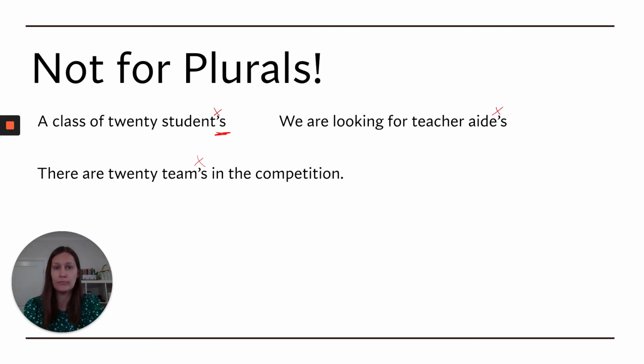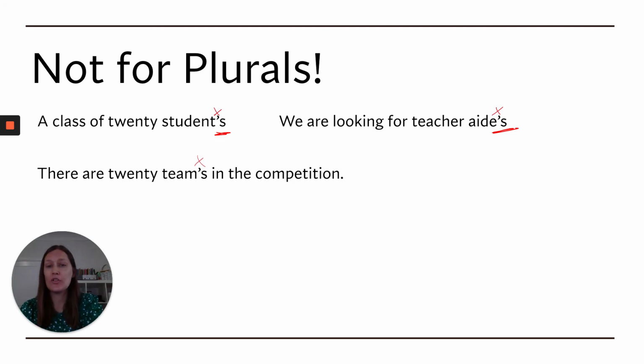It's a plural noun. This other example here, we are looking for teacher aides. Believe it or not, I actually saw that in an advertisement from a school this week with an apostrophe there. Okay, they're looking for more than one teacher aide. They're looking for plural teacher aides. They don't need an apostrophe.